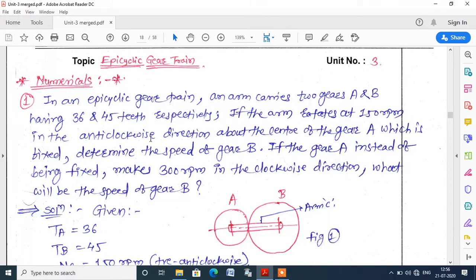It is mentioned: in an epicyclic gear train, an arm carries two gears A and B having 36 and 45 teeth respectively. Figure is not given, so we will draw the figure. So gear A is there and gear B is there. They have 36 and 45 teeth respectively. If the arm rotates at 150 rpm in the anti-clockwise direction about the center of the gear A, which is fixed, determine the speed of gear B. And second condition given: if the gear A, instead of being fixed, makes 300 rpm in the clockwise direction, what will be the speed of gear B?